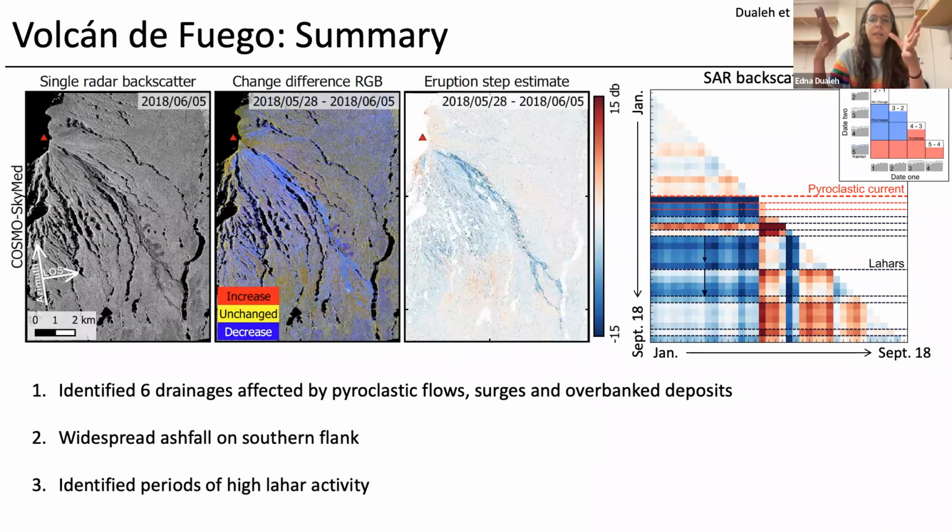So at Fuego, we could map out the different explosive deposits here. The high magnitude changes in radar backscatter, so the ones associated with the pyroclastic flow, were relatively easy to visualize across all methods. However, these extended time series helped us identify more subtle features such as the potential ashfall, and actually possible periods of high lahar activity.